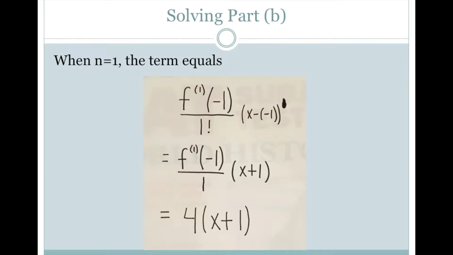We know that the first derivative of f of negative 1 is actually 4, because in the previous part, that's what we solved for. The denominator is still 1, since 1 factorial is equal to 0 factorial, which is equal to 1. But we notice that on the right side, there's an x plus 1 now, because since n equals 1, you bring it to the first power, making our term 4 times x plus 1.